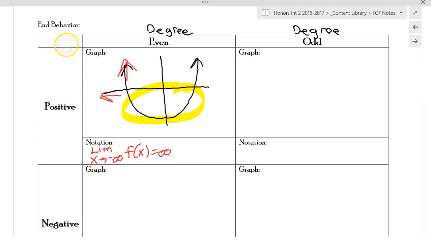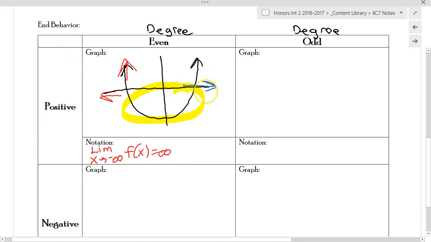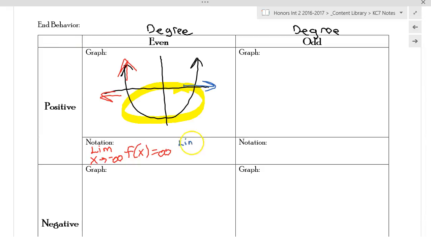Then I need to do the other side of my graph. Now I need to go to the right side. So same type of thing. The limit as x approaches going to the right, positive infinity, of f of x equals, now my graph is still going up. Up is also positive, so that's just positive infinity.